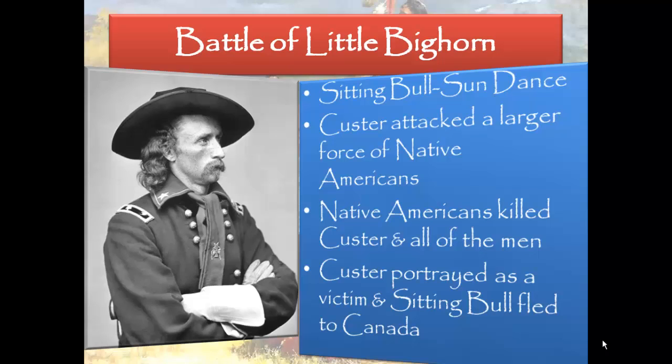And Custer made the mistake of attacking a larger contingent of Native Americans with a smaller force, and as a result, Custer and all of his men are killed. Now, unfortunately, Custer is portrayed as a victim. Sitting Bull is forced to flee to Canada. Some of the Lakota Sioux agree to go back to the reservation, but of course, Custer and his men are dead.